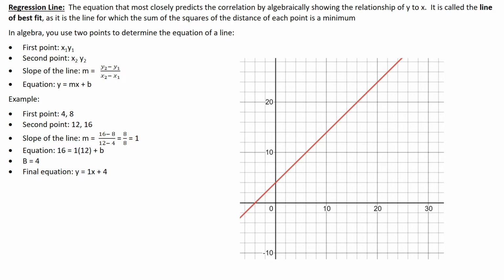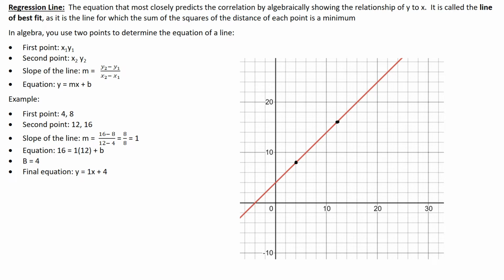Let's go through this right here. I've got a first point, 4, 8. So this would be right here, and it's on this line right here. Here's 1 point. Pretend we don't have the line yet. The second point is 12, 16. Here's 12, here's 16. And I actually determine what the equation is for this line.